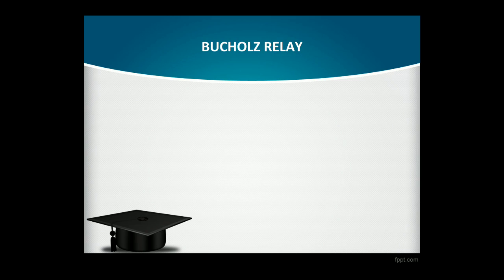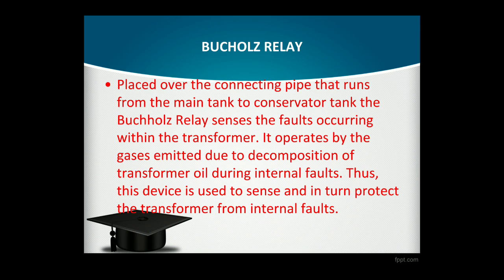Now the Buchholz relay. It is used as a secondary protecting device of a transformer, and mainly it is used above 750 kVA transformers, or in generating substations. It is placed between the conservator and the transformer tank, over the connecting pipe that runs from the main tank to the conservator tank. The Buchholz relay senses the fault occurring within the transformer, and it operates by the gases emitted due to the decomposition of transformer oil during the internal fault. Internal fault means if insulation damage occurs in the winding, then this Buchholz relay trips the transformer from the supply mains. Thus this device is used to sense and in turn protect the transformer from internal faults.